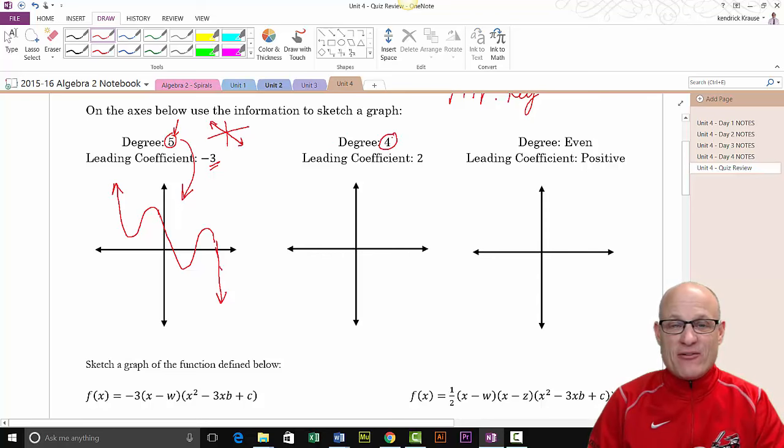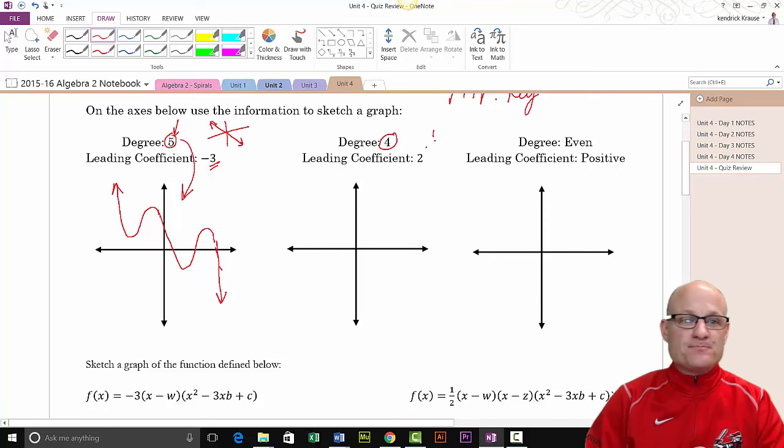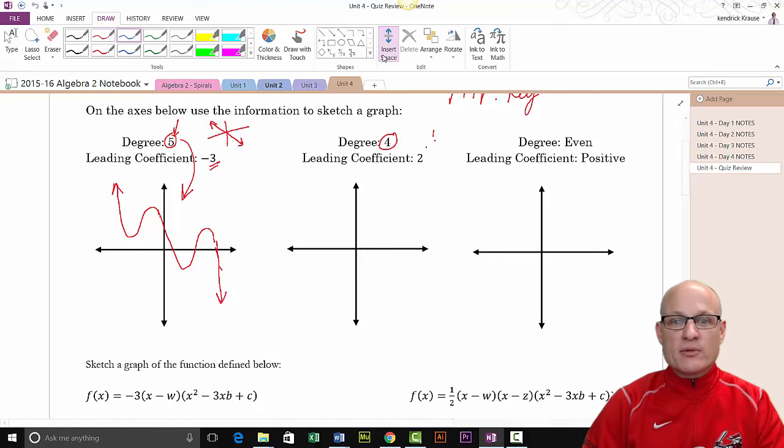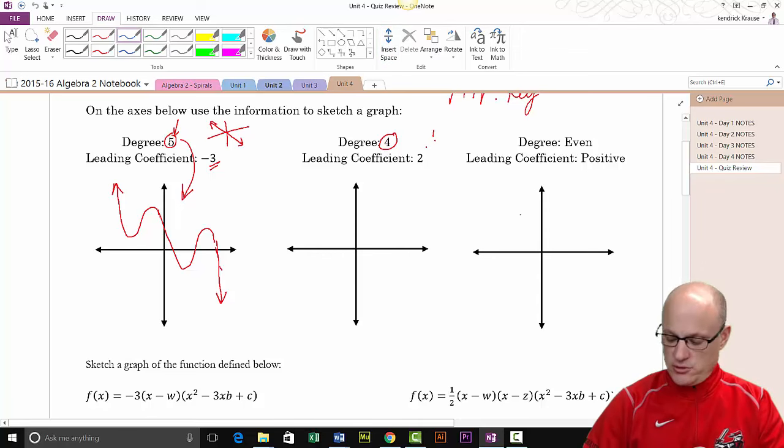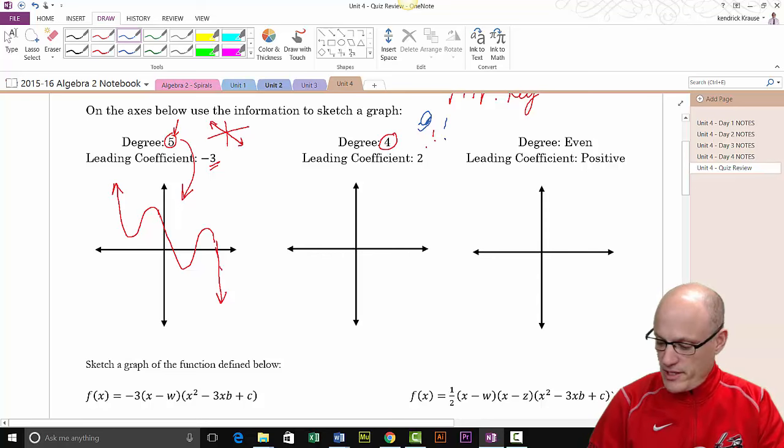Now the basic even function is a parabola. So if I take a quick sketch of a parabola, hopefully I'm going to be able to write soon. I'm going to kill this computer soon. Okay. Having major issues tonight, kids. Sorry about that.